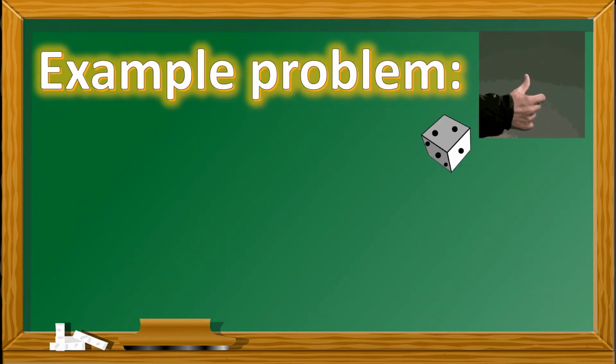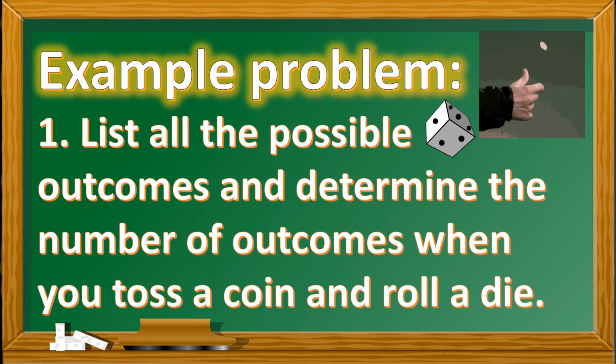Okay, let's have an example problem. List all the possible outcomes and determine the number of outcomes when you toss a coin and roll a die. So you will toss a coin and roll a die, and you need to list all the possible outcomes and determine the number of outcomes. From this problem, we can use the four ways of counting the number of outcomes that we mentioned a while ago.